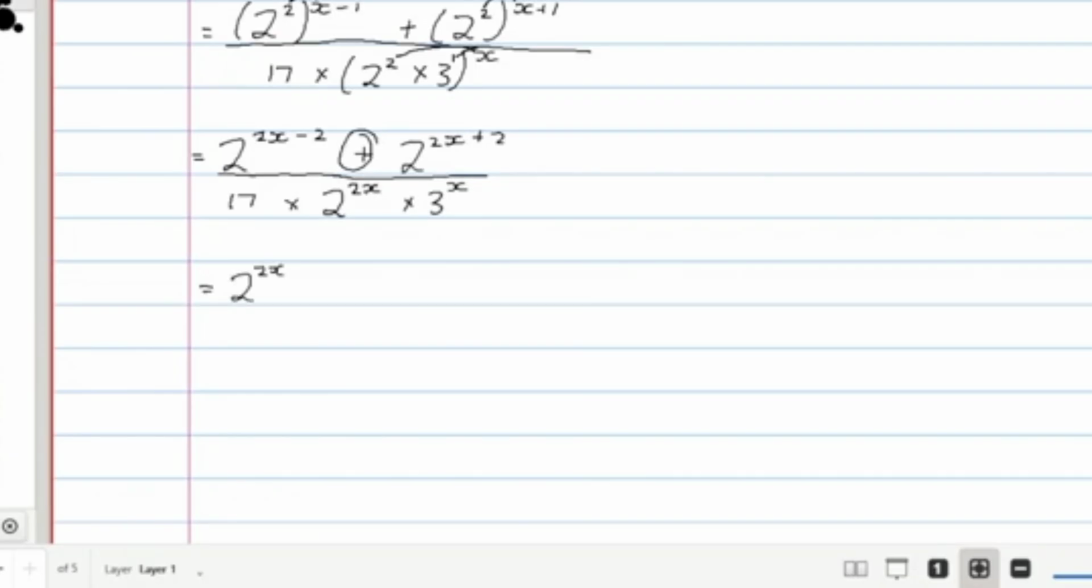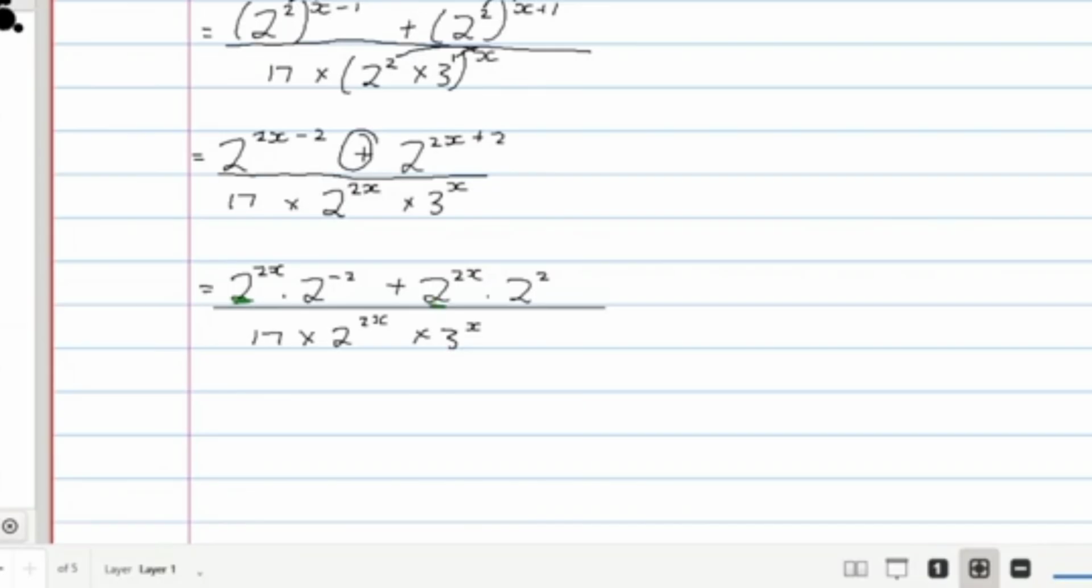2 to the power 2x times 2 to the power -2 plus 2 to the power 2x times 2 to the power 2. Then divide by, already in the denominator our numbers are separated. It's just rewrite what we have on the denominator. And then again we factorize. After we separated, we factorize.